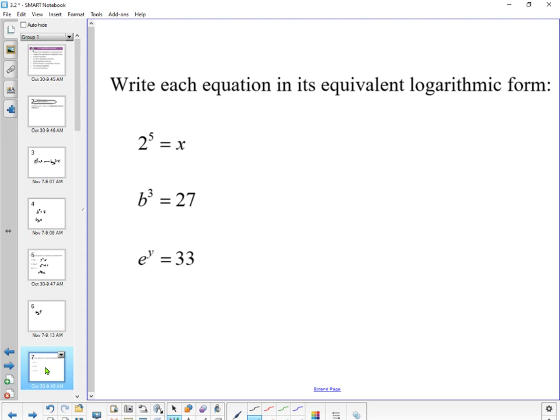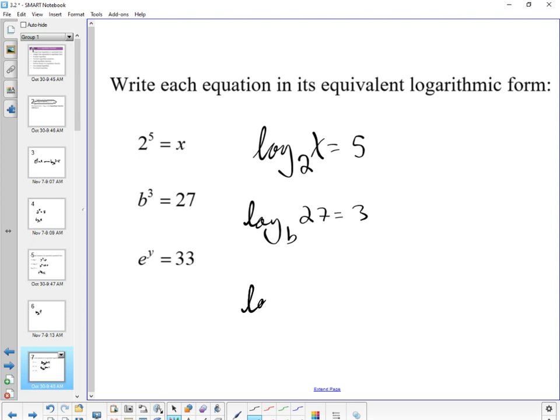Okay, here's what you should get. Log base 2 of x equals 5. Beautiful. Now, is this going to be an integer? Yep. How about the next one? What am I doing here? Log base b of 27 equals 3. Last one. Log base e.